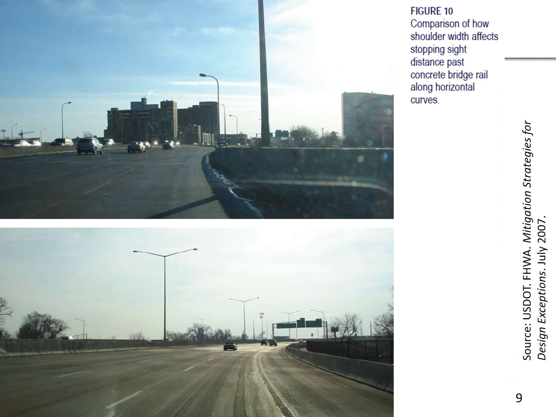Shoulders also can help with other criteria. So the presence of a wide outside shoulder on this roadway moves that barrier further away, providing additional stopping sight distance on this bridge rail along this horizontal curve.